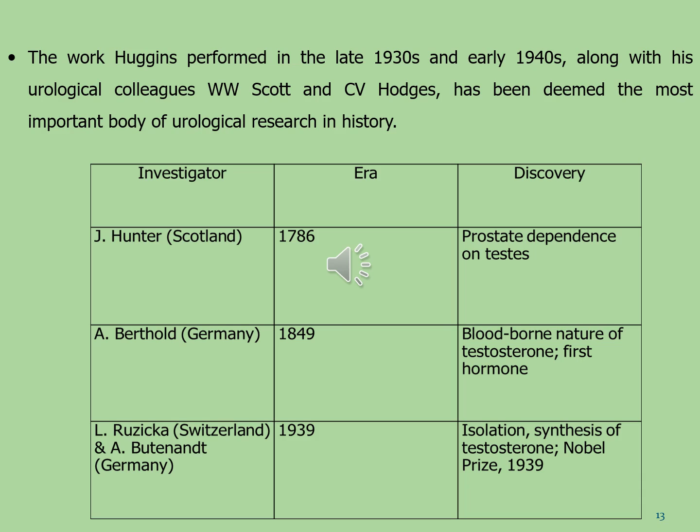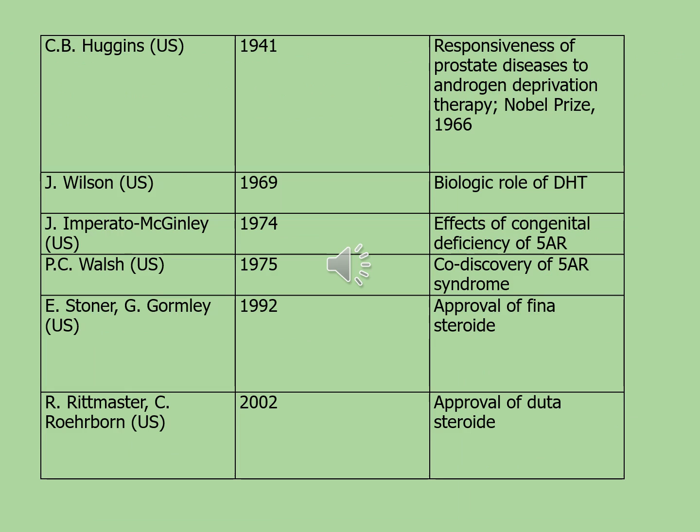The next investigators are L. Ruzicka, from Switzerland, and A. Butenandt, from Germany. In 1939, they discovered the isolation and synthesis of testosterone and received the Nobel Prize in 1939. C. B. Huggins, from the United States, in 1941 published the responsiveness of prostate diseases to androgen deprivation therapy, and he got the Nobel Prize in 1966.